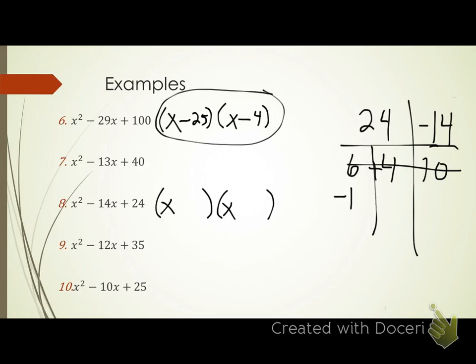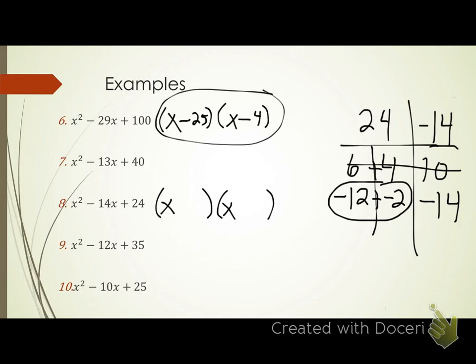Negative 12 and negative 2. Those do multiply to give me 24. What's negative 12 plus negative 2? Negative 14. Is that the combo I'm looking for? Yes, it is. They multiply to positive 24 and add to negative 14. That's what I'm looking for.